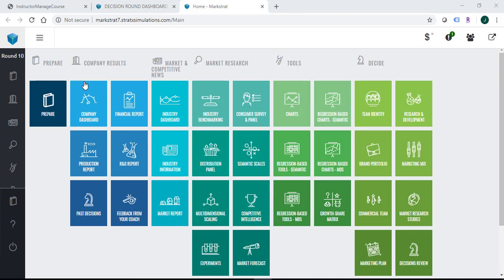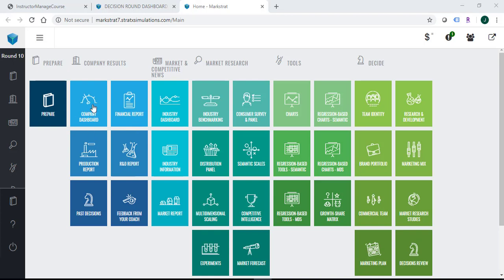If you look at your left side, the first panel is Prepare, and if you click this one you will see some videos. The second section is the Company Results. In this section you can see the company dashboard, financial report, production report, R&D report, past decisions, and feedback from coaches. If your professor turns off the feedback from coaches, you may not see anything here. I'm just going to go over the company dashboard, financial report, production report, and R&D report.